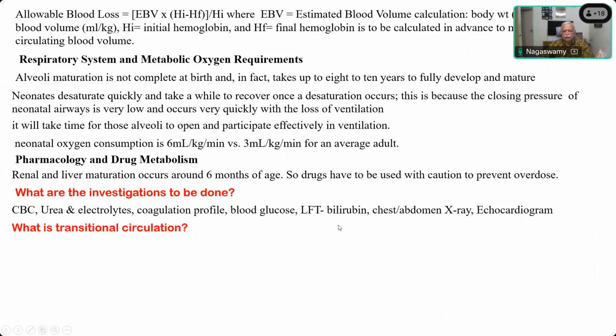And what is transitional circulation? It is a very, very important point of neonatal anesthesia. What do you understand by transitional circulation? They may have a patent fetal circulation sometimes. At 3 days, the ductus arteriosus may still be patent.